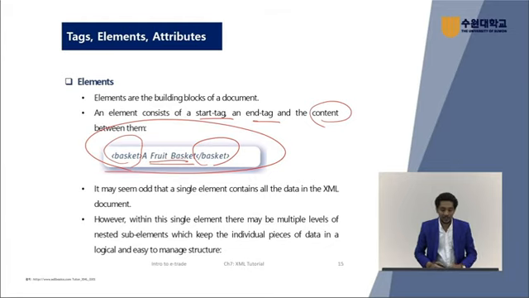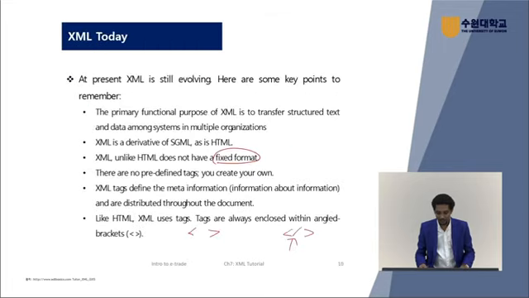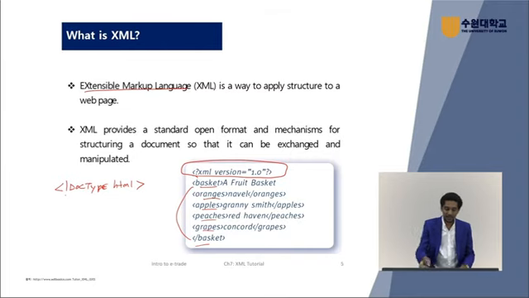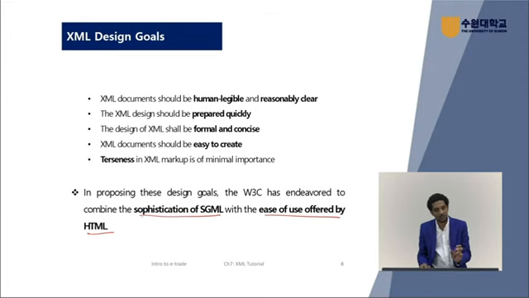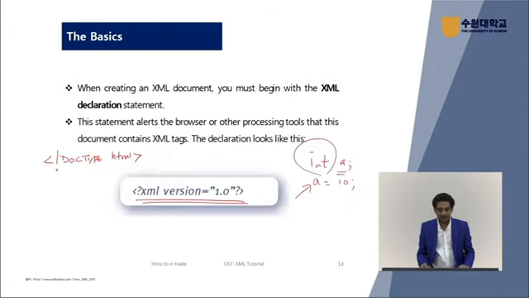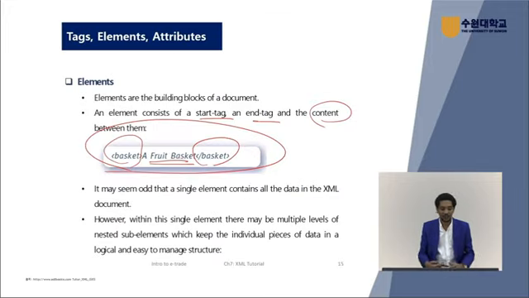It may seem odd that a single element contains all the data in the document, but we can use nested elements. Within this single element there might be multiple levels of nested sub-elements which keep individual pieces of data in a logical and easy to manage structure. For example, let's get back to this part where you see this basket and it is closed here. Within this we have other elements, right? These are nested elements, but all together they are under basket, which has content like fruit basket, right? So we can nest our elements.